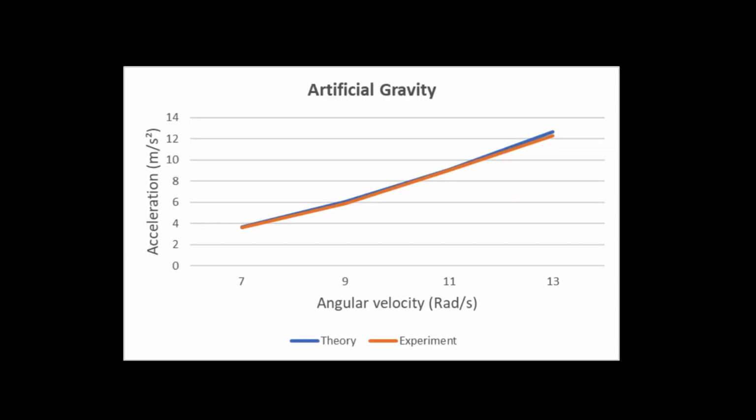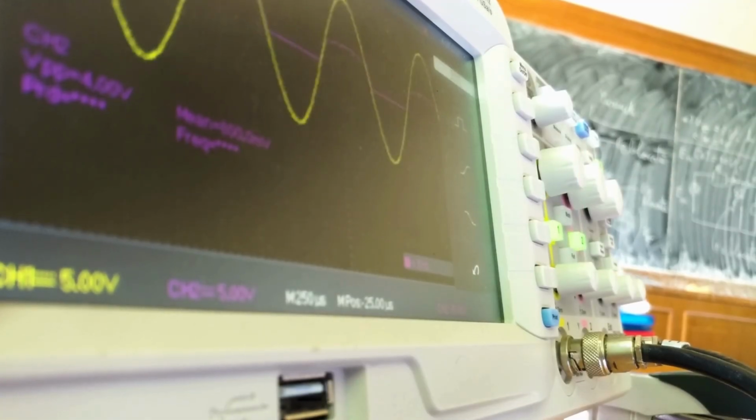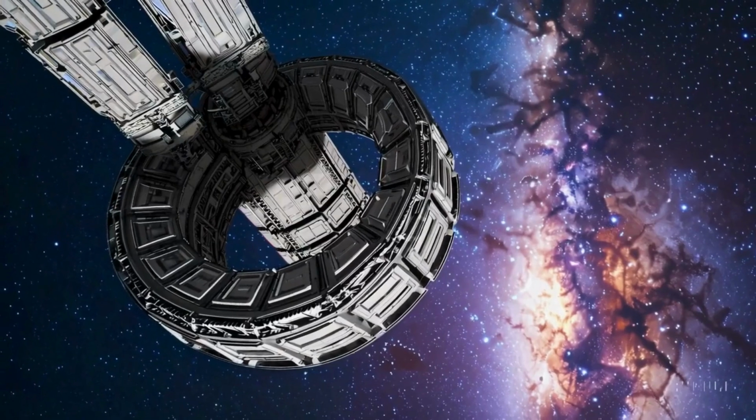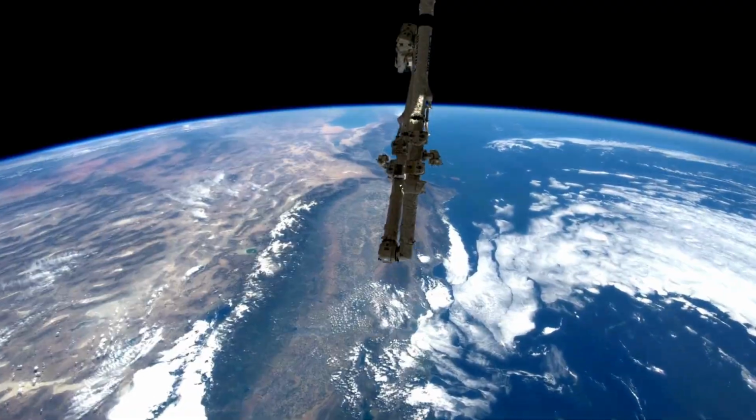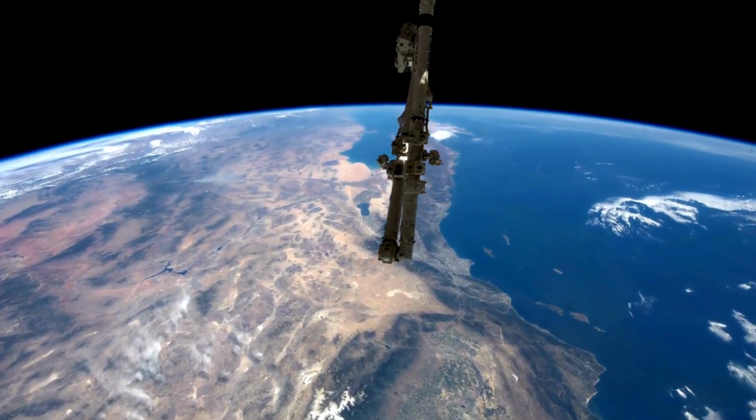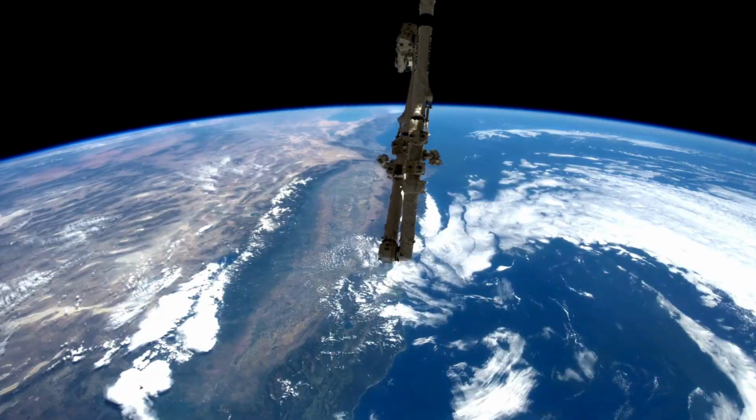As you can see in the chart, the experimental results matched the theory very closely, with errors between just 1 and 3%. This simple experiment demonstrates that the concept of artificial gravity is not just science fiction. It works in reality. The real question is, if the physics is so straightforward, why hasn't this concept been implemented in space yet?